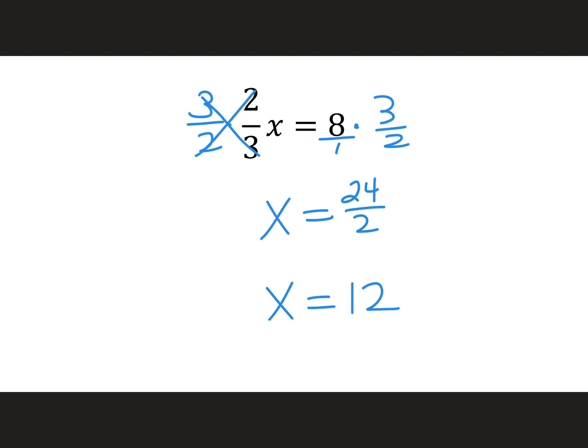And again, my process is showing the 3/2 multiplying times both sides.